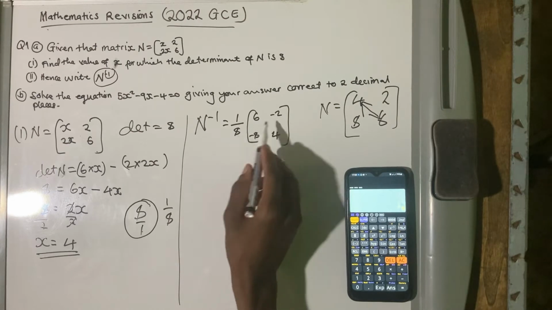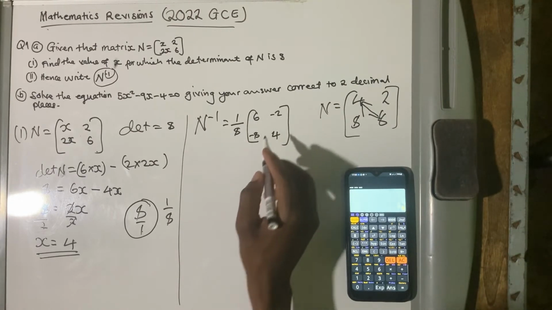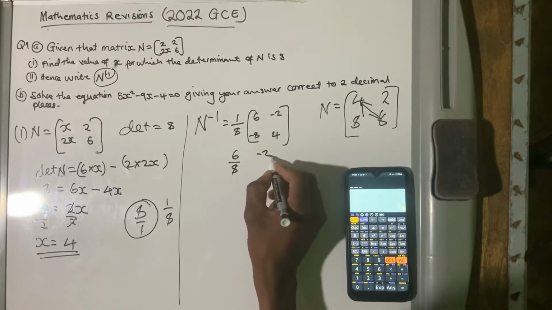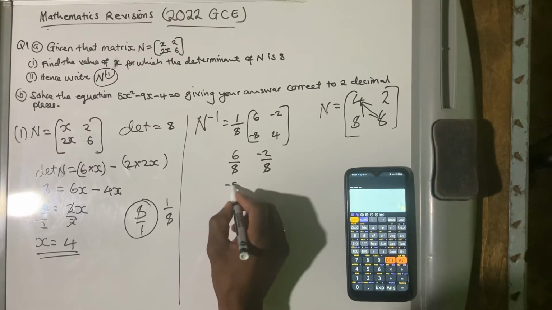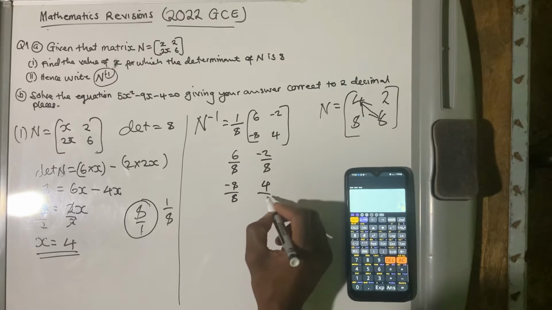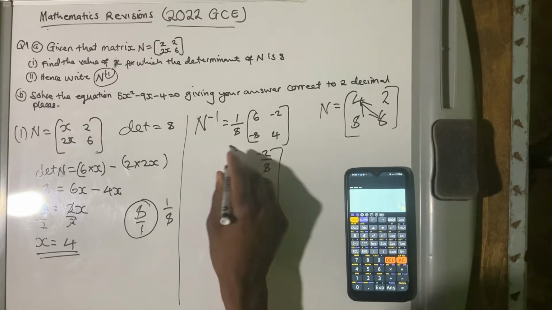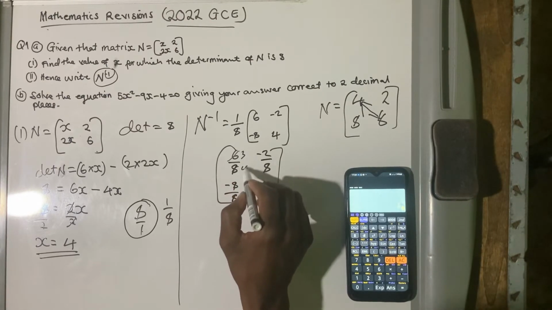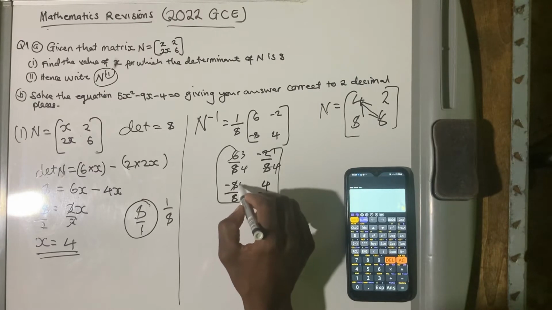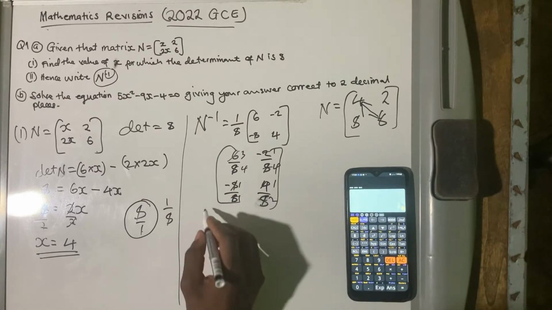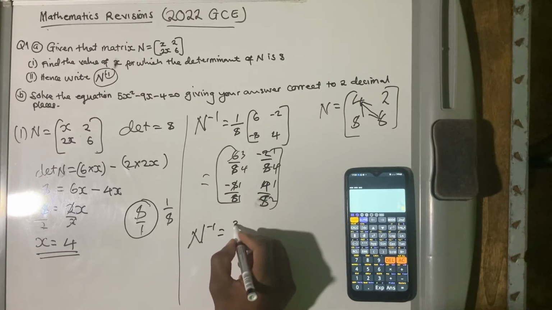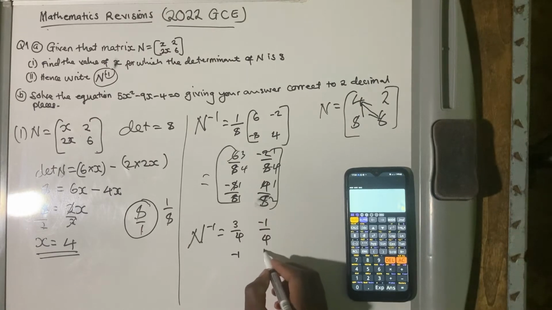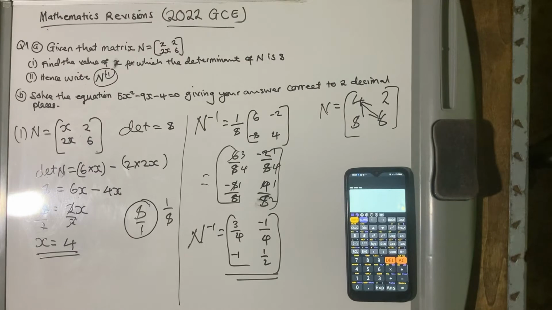This can be simplified further. We are multiplying 1 over 8 times the numbers inside. 1 over 8 times 6 gives 6 over 8. 1 over 8 times negative 2 gives negative 2 over 8. 1 over 8 times negative 8 gives negative 8 over 8, and we have 4 over 8. This can still be reduced by dividing, so we have N inverse equal to 3 over 4, negative 1 over 4, negative 1, and 1 over 2. This is the N inverse.